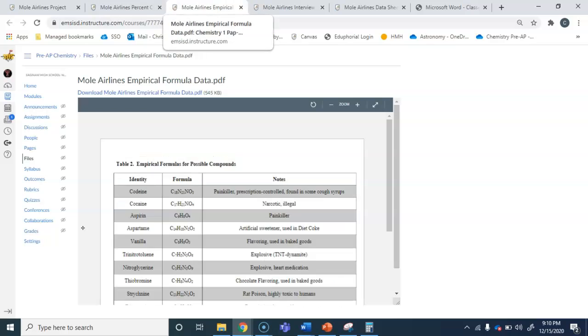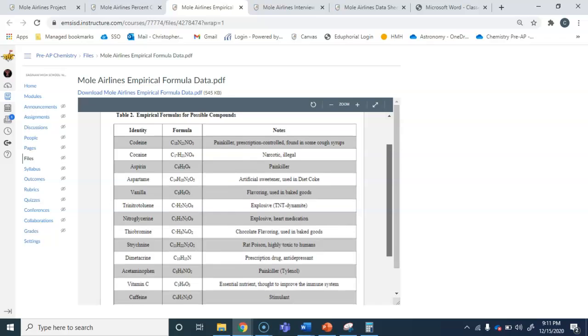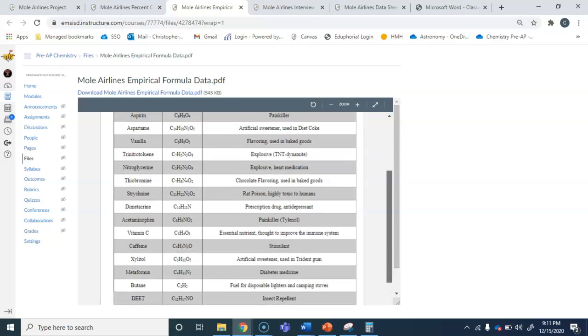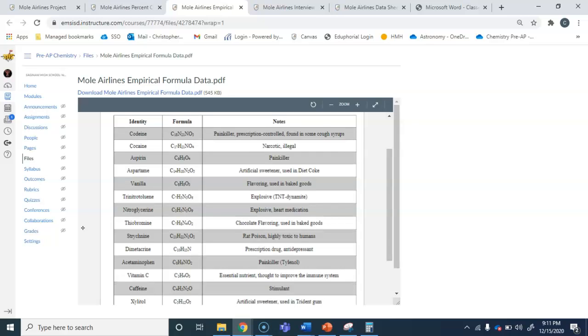On Table 2, this actually has a list of different substances that those formulas can match. In the real world, a chemist would have a computer database that would have thousands and thousands of different compounds that these substances could be. And it would be the chemist's job to try and match them up to what those substances' identities most likely are. For you, we've gone ahead and narrowed the list down to the things that are going to appear. So if your answers aren't found on this list, it means that something's wrong with your calculations.